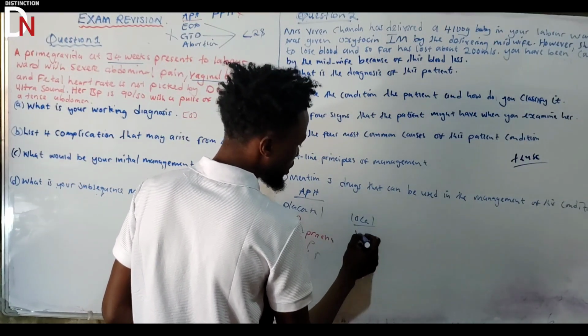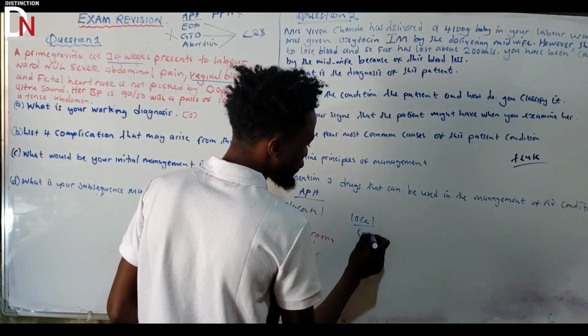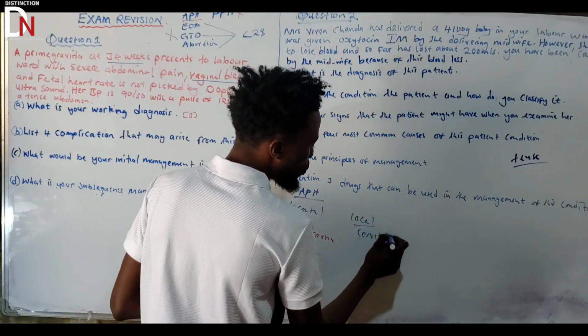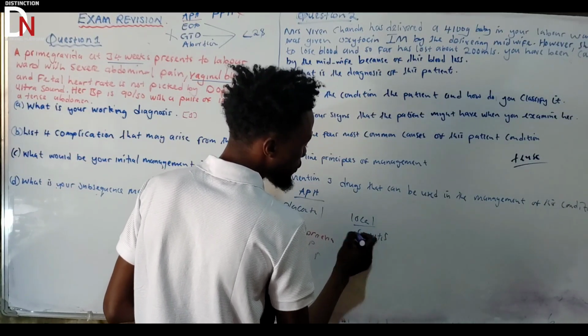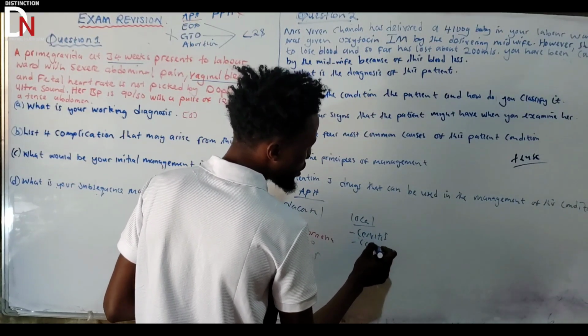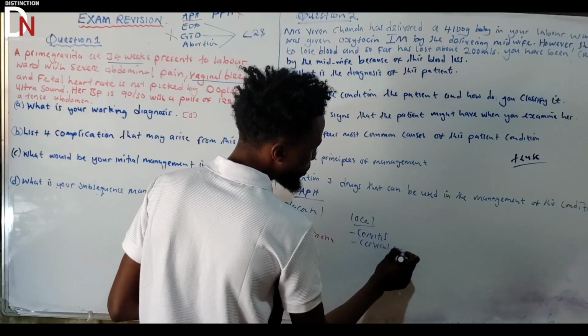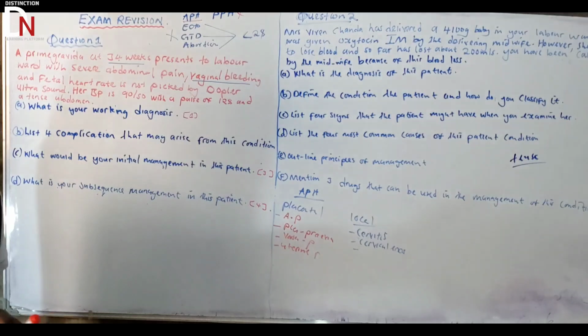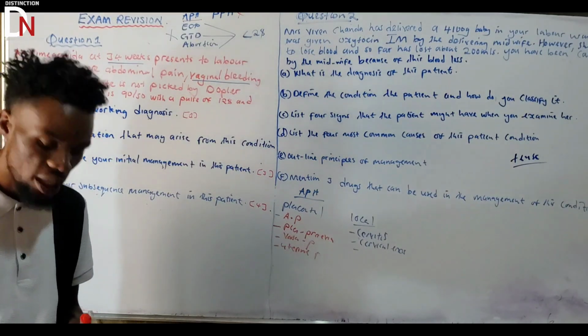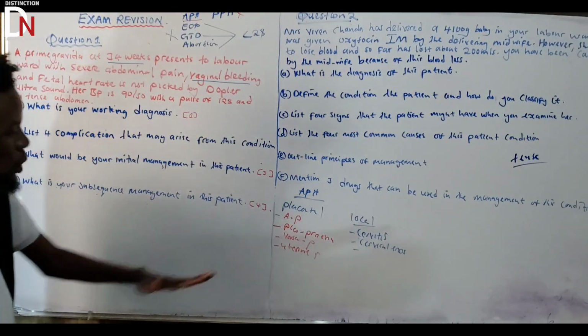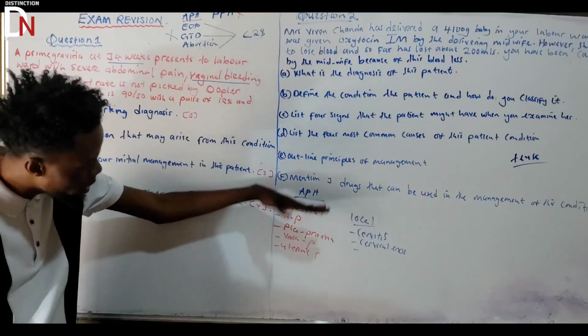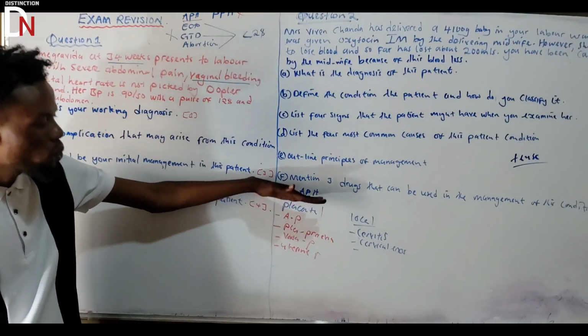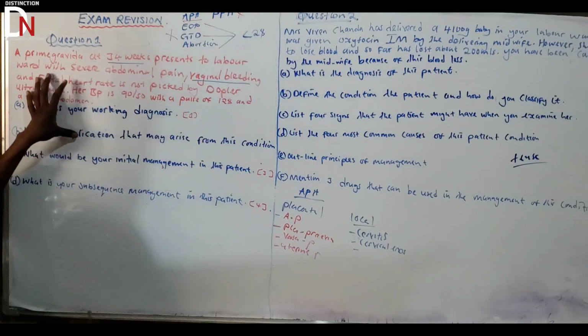Then apart from placental causes, there are other causes which we call local causes. Local causes include cervicitis, cervical erosion, cervical polyps, and cervical cancer. Those are the local causes of APH. Now that we have the differentials for APH, we'll pick one as the cause of this scenario.